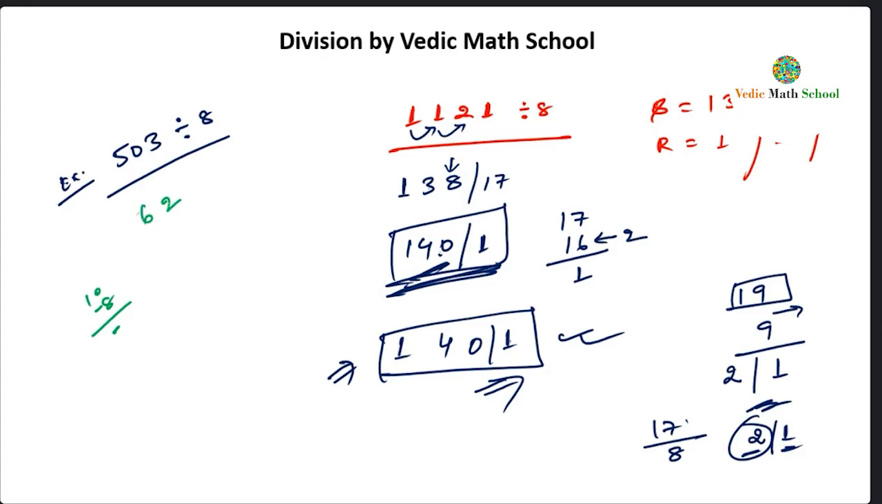Now 2 is going to be doubled. 2 times 2 is 4, 4 plus 3 is 7. So this is the quotient and this is the remainder. Now the process is again the same, nothing different. 5 is going to be written down here.